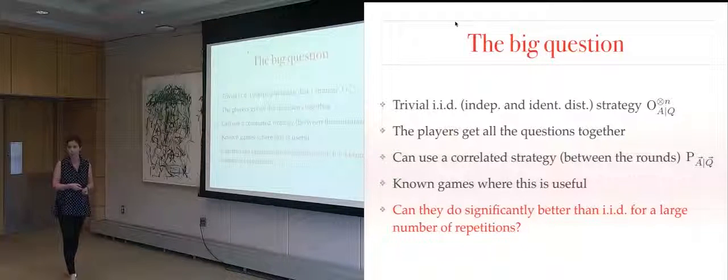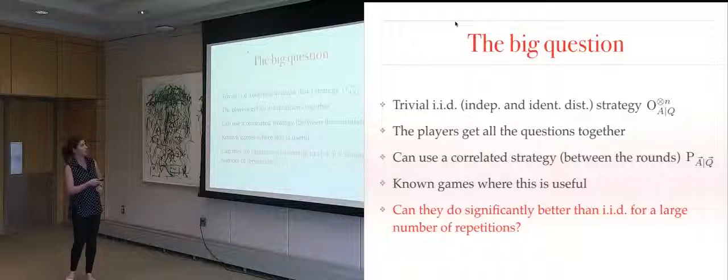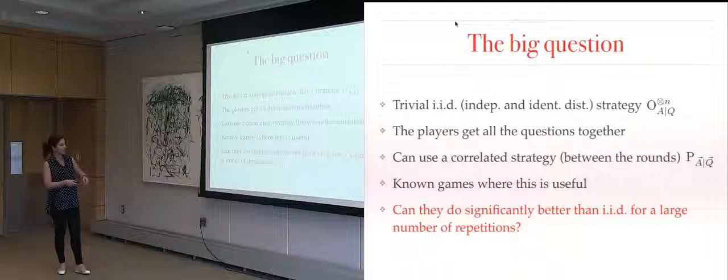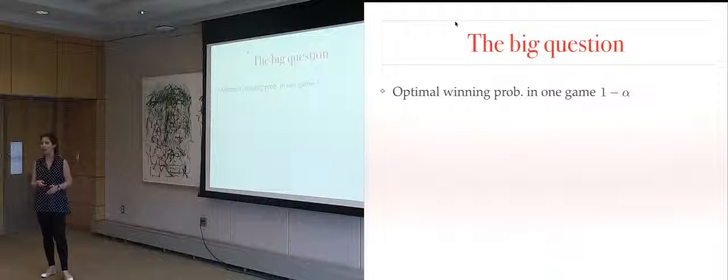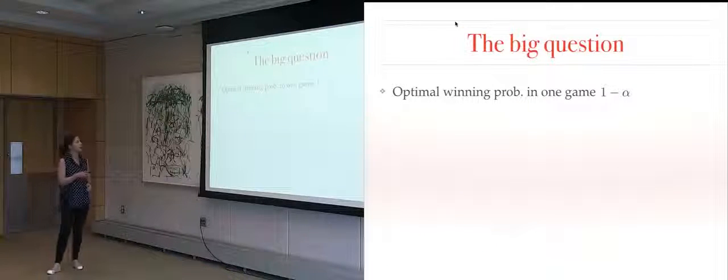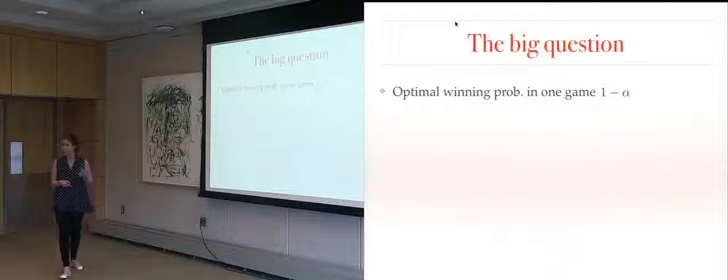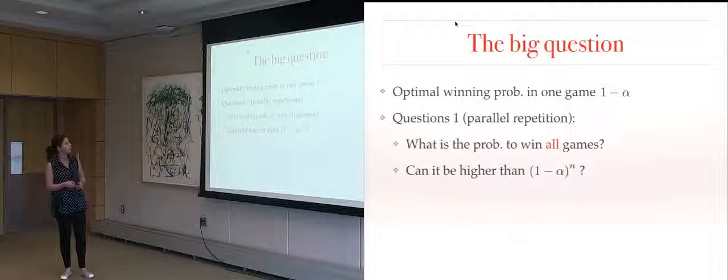The goal is to win them all, right? So this is the next slide. This is the non-formal version of the question, and now we can try to do it more formally, and then we have two different versions. So if we denote the optimal winning probability in one game by 1 minus alpha, this is just one game, then now we can have two different questions.